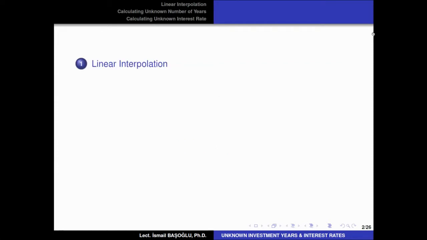First, we are going to cover the linear interpolation concept because when we are going to use the compound interest tables to determine the unknown number of years or unknown interest rate in any problem, linear interpolation is just going to be a useful tool. So first we are going to learn how to use linear interpolation to determine the interest factors, compound factors for unavailable number of years and unavailable interest rates.